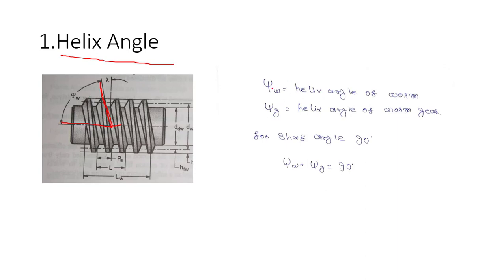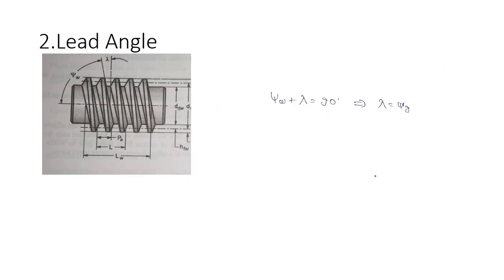For the worm we use psi w, and for the gear we use psi g. Psi g is the helix angle for the worm gear, and psi w is the helix angle for the worm. If the shaft angle is 90 degrees, then we can say that psi w plus psi g is always 90 degrees.